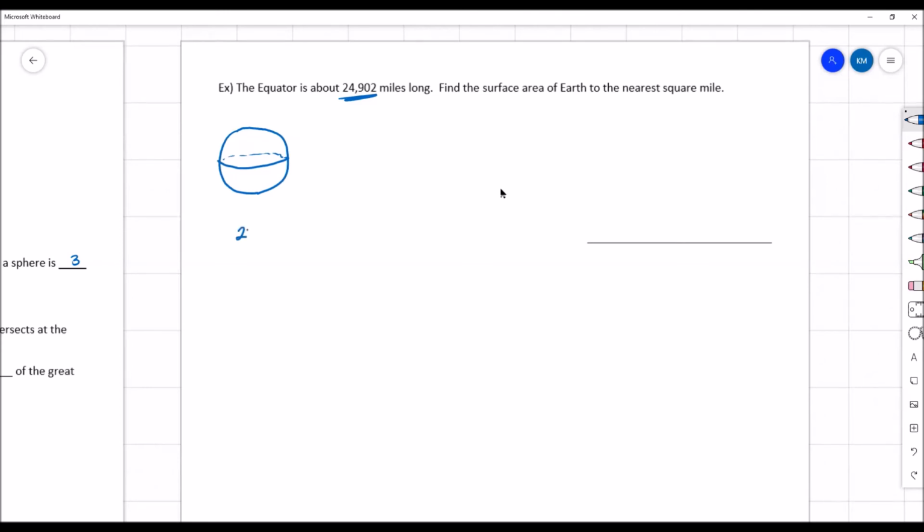So we can say 2 pi r equals the equator, 24,902. Okay, so now we have to solve and see what our radius actually is. Divide both sides by 2 pi. And when we do that, we find that our radius is about 3,963.3 miles.